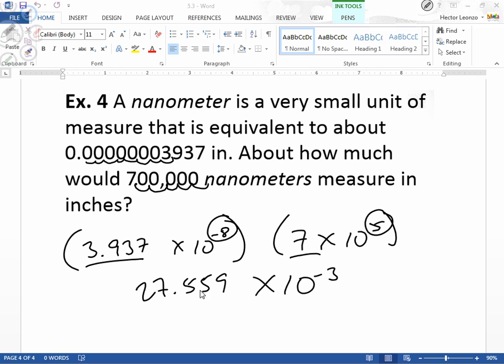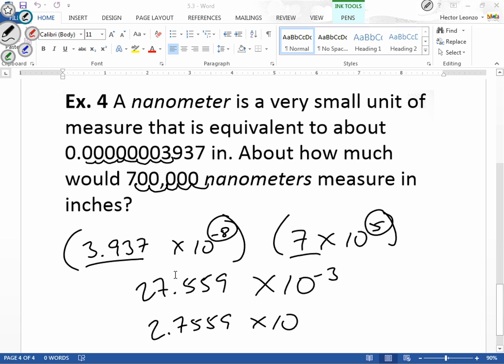I'm almost done because this number is not between 1 and 10. So I'm going to rewrite this as 2.7559 times 10 to something. Remember, if it was after the 7, I have to move 3 places to the left. Notice I already moved 1 place to the left, so I only have 2 places remaining. So that should be my answer.